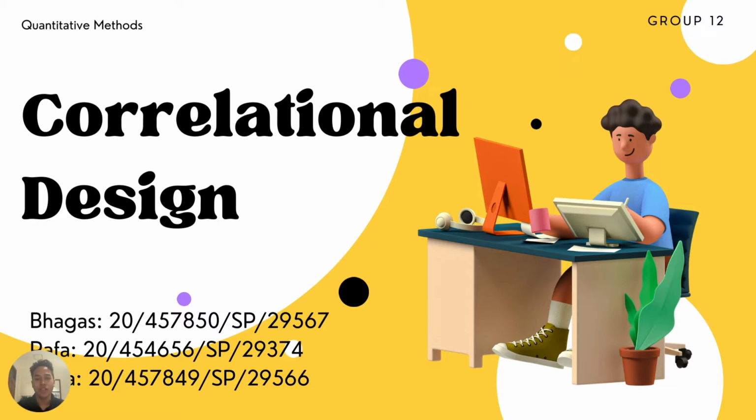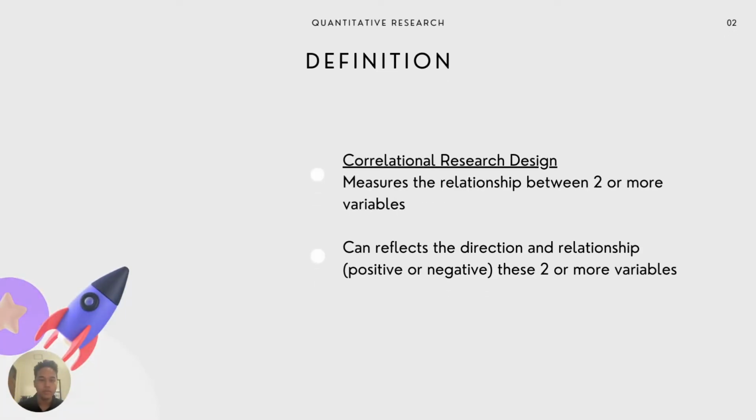We will talk and elaborate more on the topic about correlational design. Definition: correlational research design measures the relationship between two or more variables, and it can reflect the direction and relationship between the two or more variables.